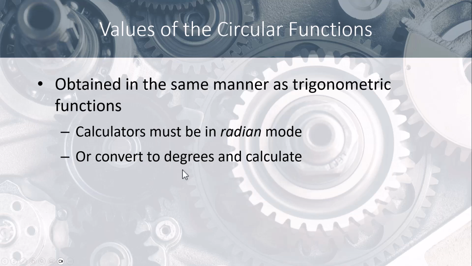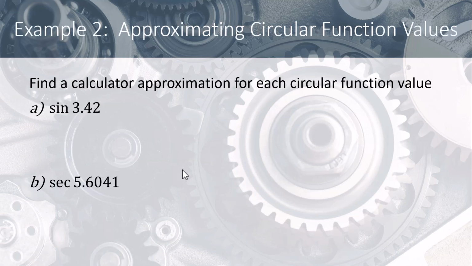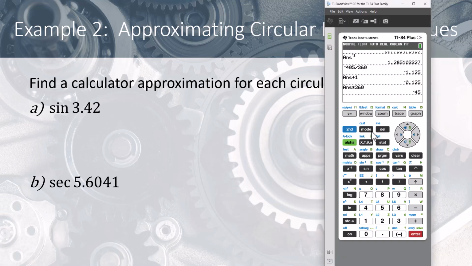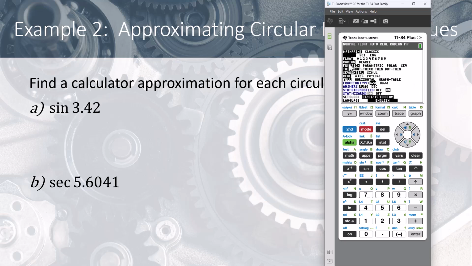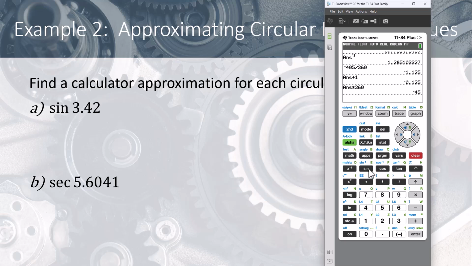In one case, I will actually do them both ways, and this happens to be the case. So the first thing is we want to compute the sine of 3.42. If I was going to do this in radian mode, the first thing I would do is go over here to mode, make sure I am in radians, which is what I have right here. So we're good there. I can clear and do this particular problem. That is going to be sine of 3.42. Close my parenthesis, hit enter, and that will be my answer.